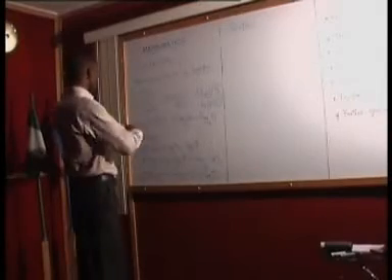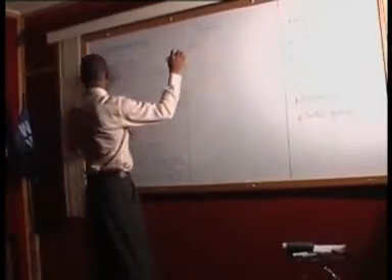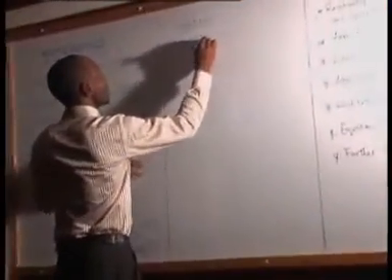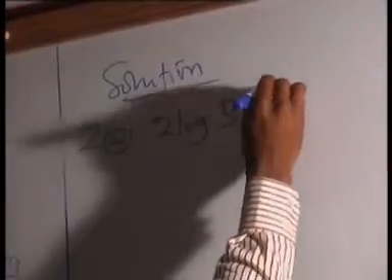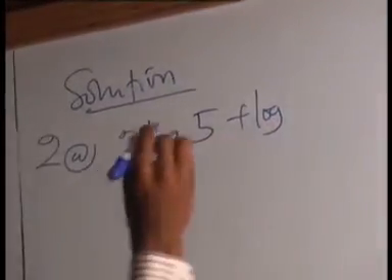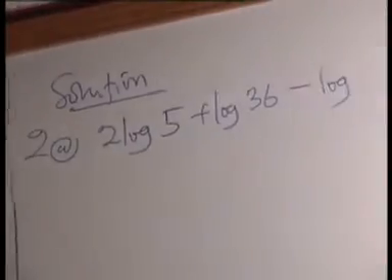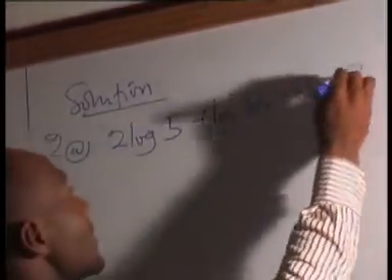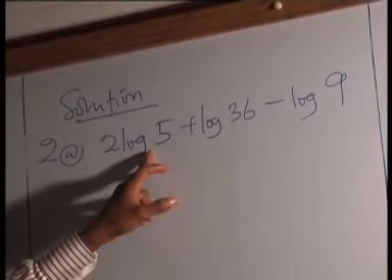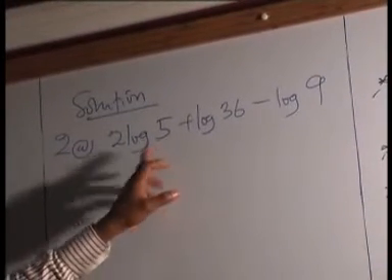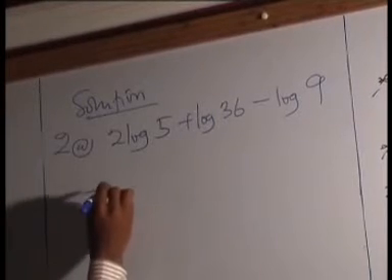I'll also be taking question 2a. Question 2a: you have 2 log 5 plus log 36 minus log 9. Take note that when no base is written in the log, it's already in base 10. When you don't see any base, we assume it is 10. That's the law.